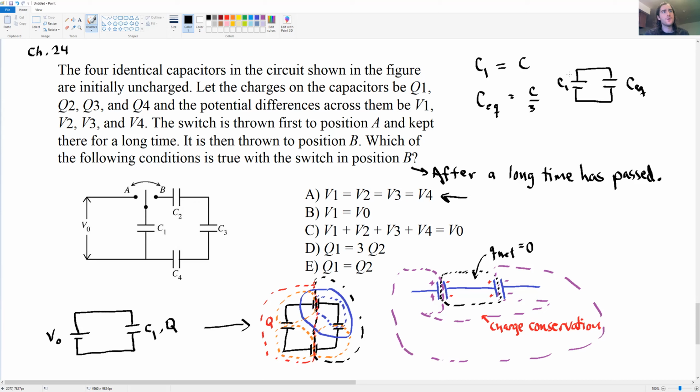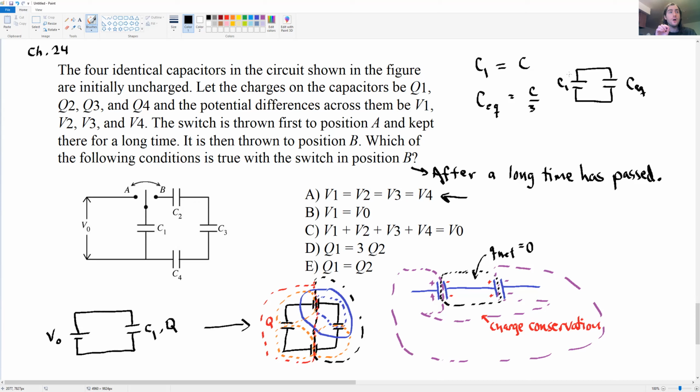You have to assume that you start with an amount of charge Q, and then figure out how Q distributes itself amongst those 2 capacitors, and then from there you can figure it out. I think you have to do a little bit more work that way than with this argument with charge conservation. Okay, so I hope that argument was clear. It's all coming from charge conservation.